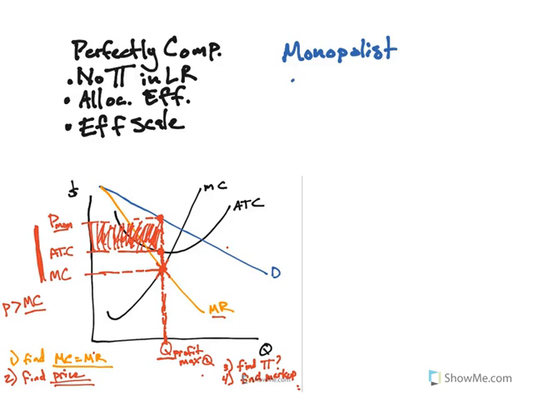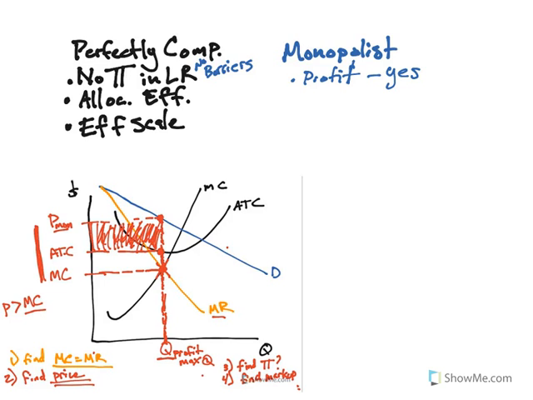So let's start with profit in the long run. Now recall, in perfect competition, the reason why we had no profit in the long run was there were no barriers to entry. But in the monopolist, there are barriers to entry. That's why it's a monopoly. So no firms are going to enter this market and push this firm's demand curve down. So the answer to that is yes, the monopolist does have the ability to have a long-run profit.